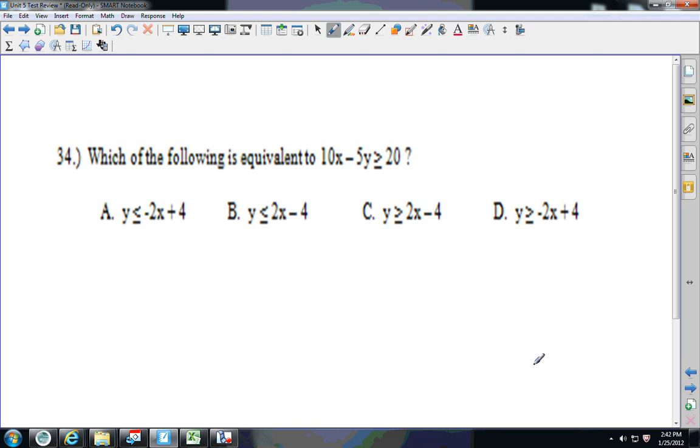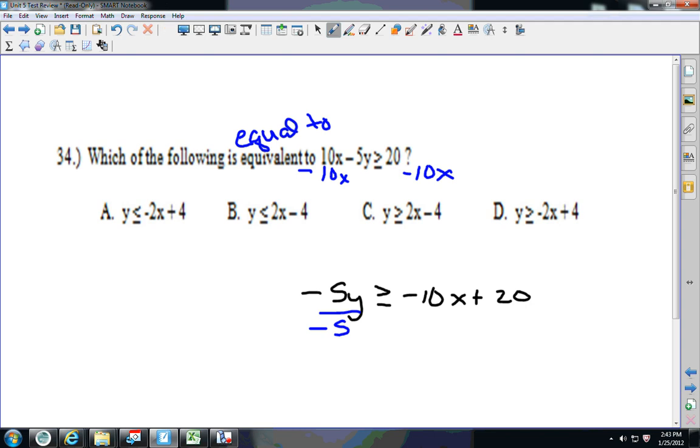34. Which of the following is equivalent to 10x minus 5y is greater than or equal to 20? Equivalent means equal to. Okay, so here, let's go through and solve. I'm going to have to subtract 10x from each side. -5y greater than or equal to -10x plus 20.